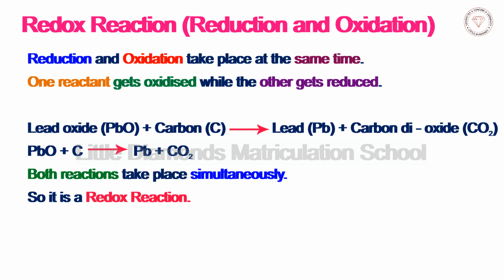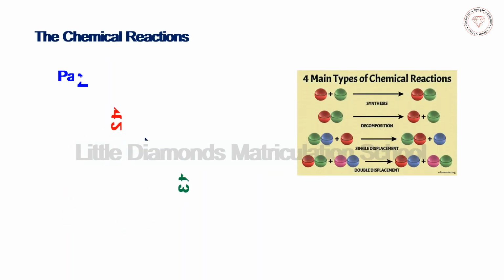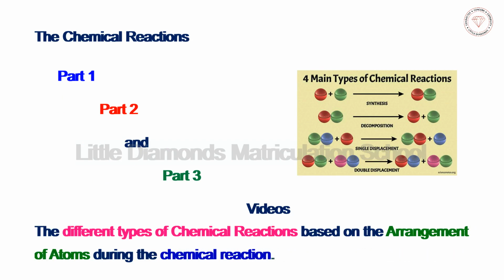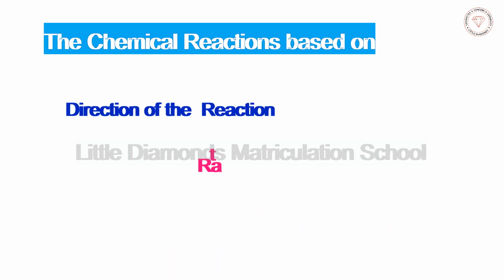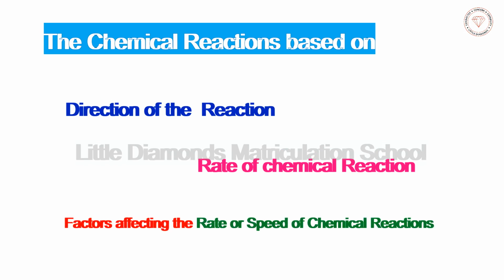Hope you have understood clearly through the chemical reactions part 1, part 2 and part 3 videos the different types of chemical reactions based on the arrangement of atoms during the chemical reaction. Let us learn about the chemical reactions based on direction of the reaction, the rate of chemical reaction, and the factors affecting the rate or speed of chemical reactions in our next video.